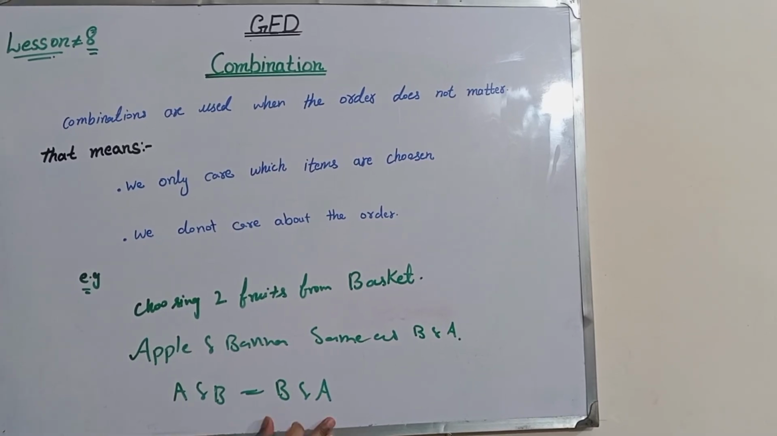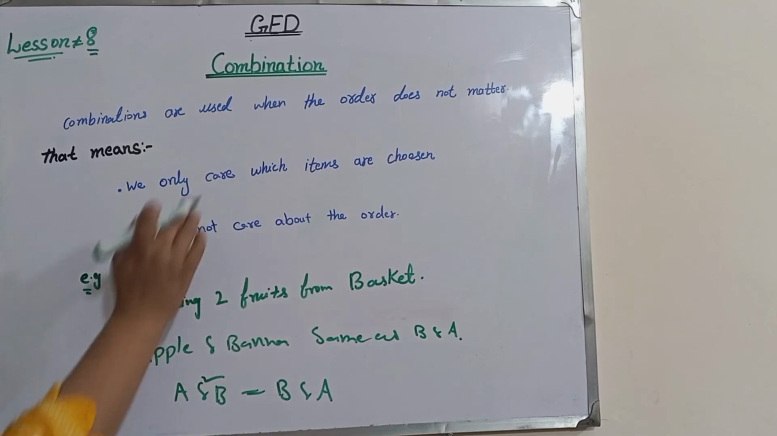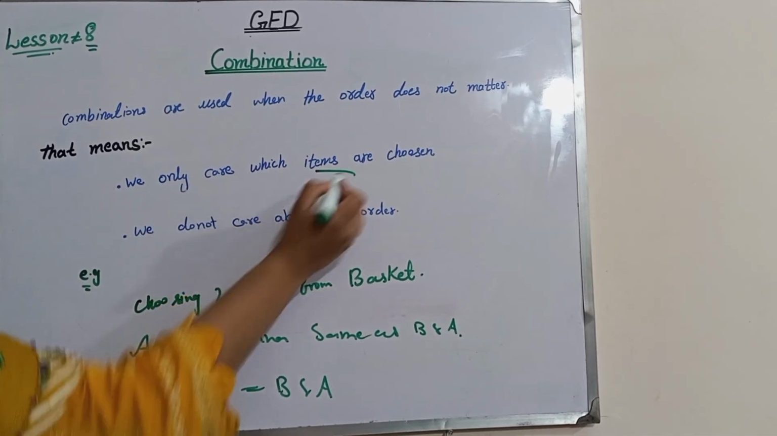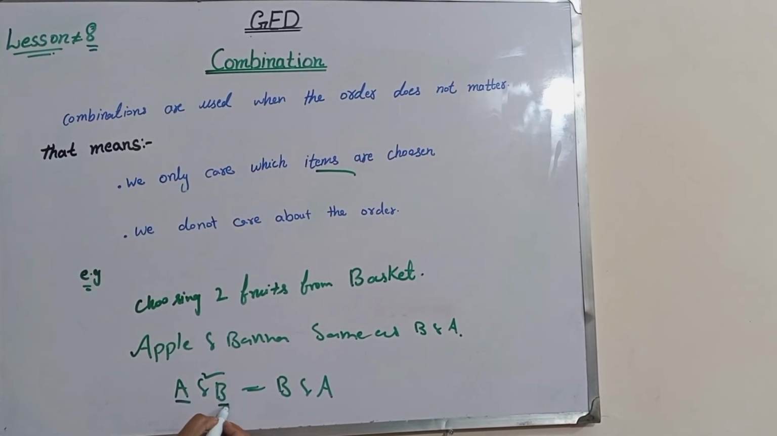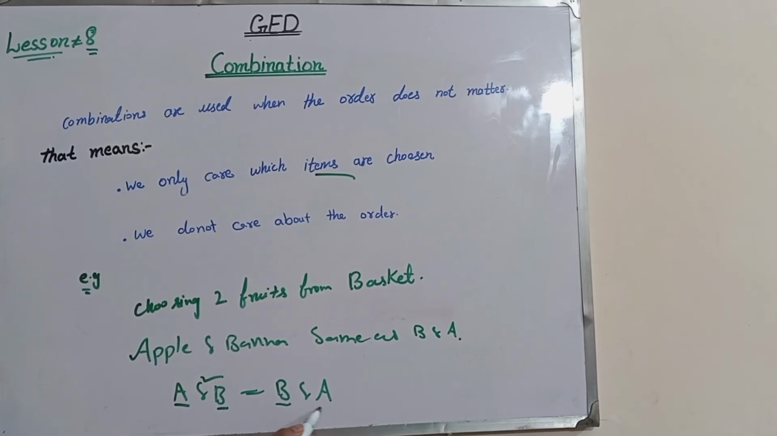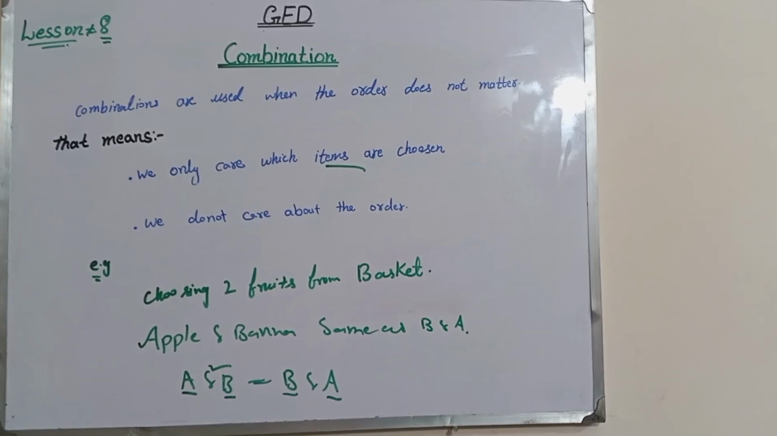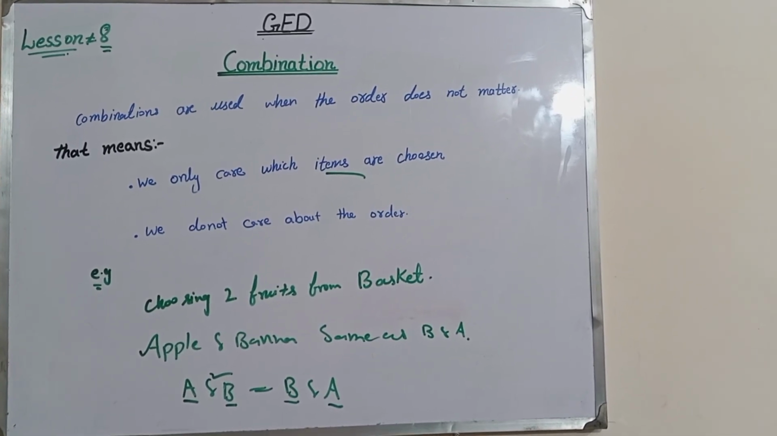We will not repeat it again as banana and apple if we write apple and banana, because we only care which items are chosen. We choose apple and banana, so we don't care about order. It will be the same as banana and apple because we have already chosen apple and banana. So this is the combination.